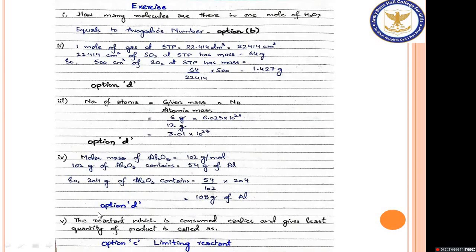The next one we have: the reactant which is consumed earlier and gives least quantity of product is called as. In options we have reactant in excess, stoichiometry, limiting reactant and stoichiometric amount. And I have explained in detail that the reactant which is consumed earlier and gives the least quantity of product will be the limiting reactant. So option C is the correct option.